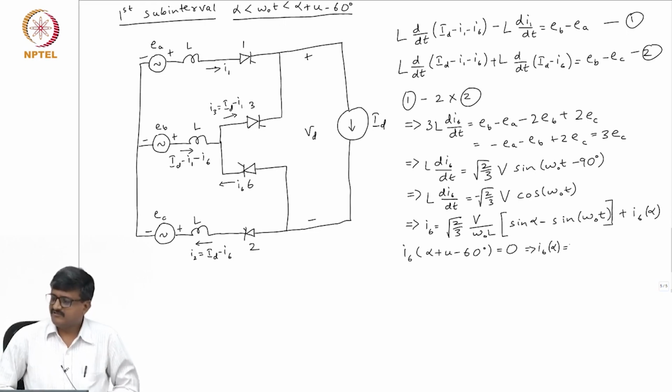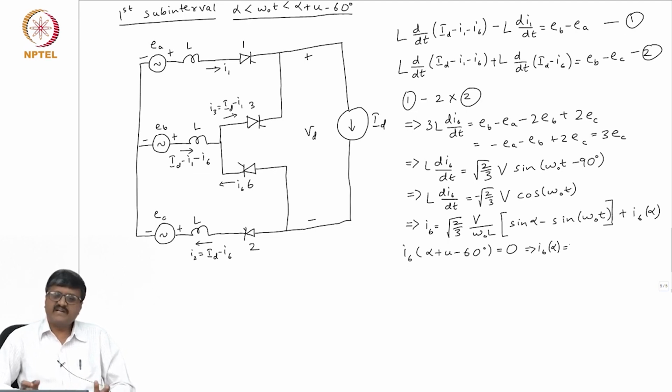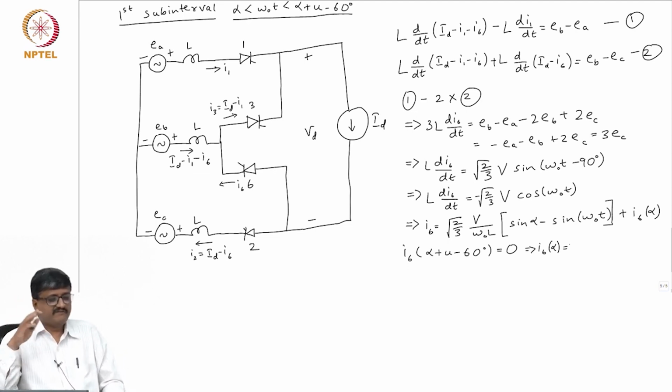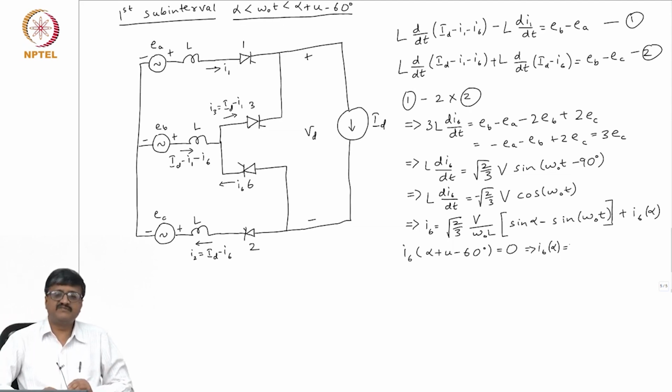Okay. So, I will stop here. I will continue from this point in the next class. Then we will solve for I1. So, that completes the analysis of first subinterval. Then we have to go to second subinterval. Then we do further manipulations and get some equations which are similar to the ones that were obtained for the normal operation 2 and 3 valve conduction.